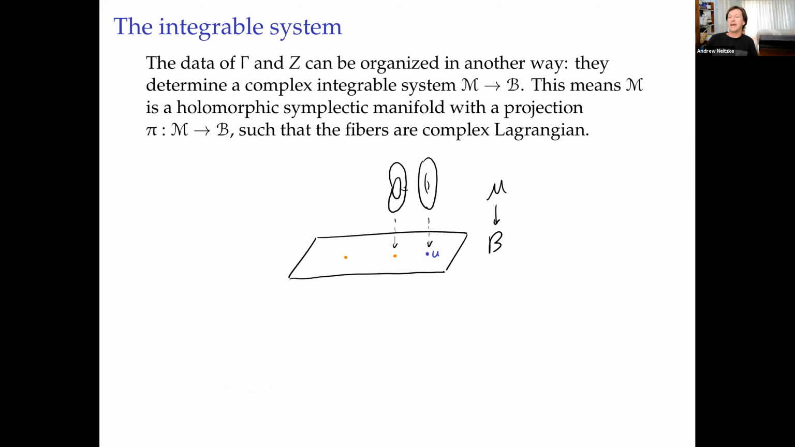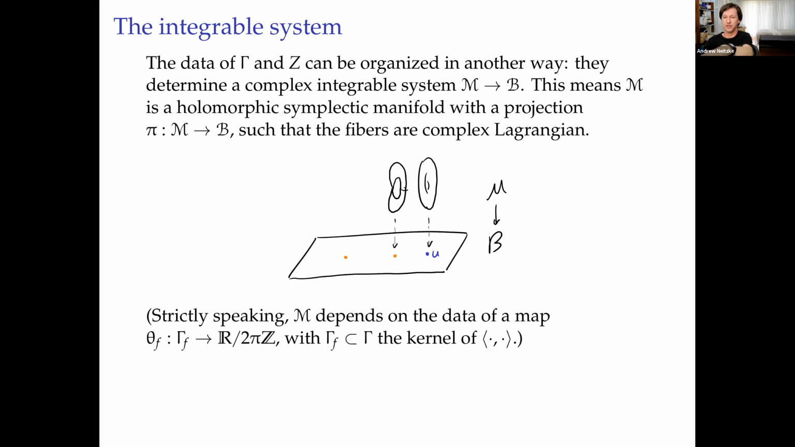geometric sounding right off the bat, which is that what that data gives you is a complex integrable system over the base B. So B again is our Coulomb branch. I'm saying it has lying over it this complex integrable system, which is a holomorphic symplectic manifold with a projection M to B, a holomorphic projection, such that the fibers are complex Lagrangian with respect to this holomorphic symplectic form. And here's a picture of what it might look like.